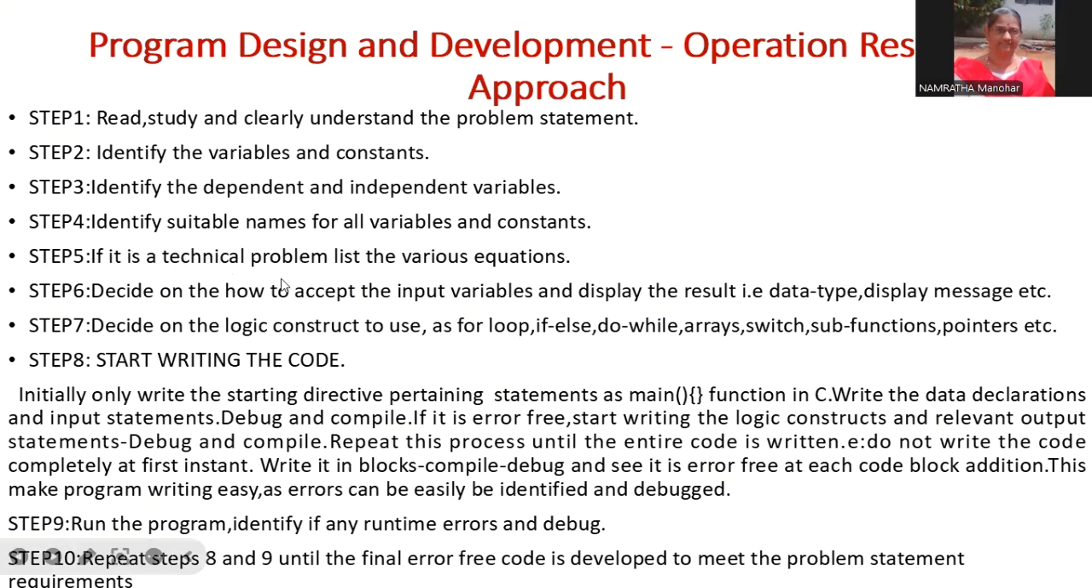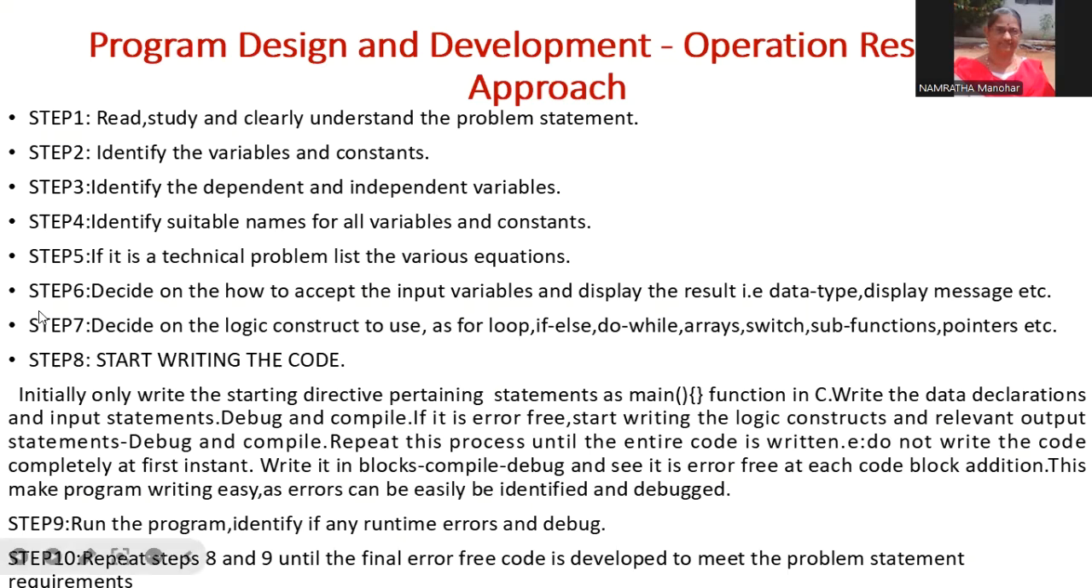Now, if it is a technical problem, write down the various equations. In the previous example, we have written area is equal to pi r square and circumference is equal to 2 pi r. So, in this way, you should write down the equations. Even if you are doing something related to economics, you can also write down the appropriate equations.